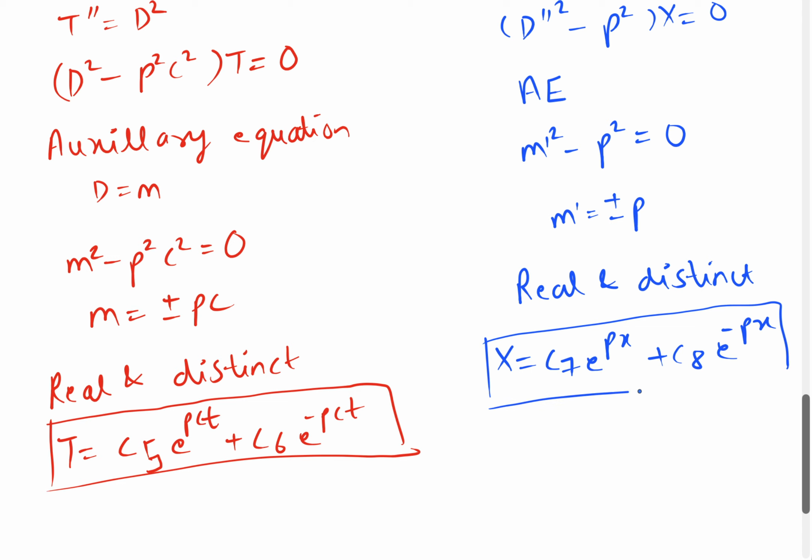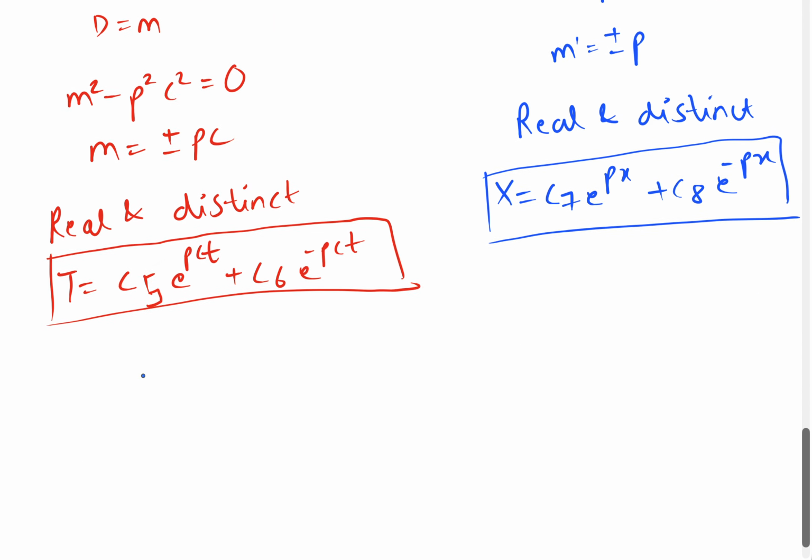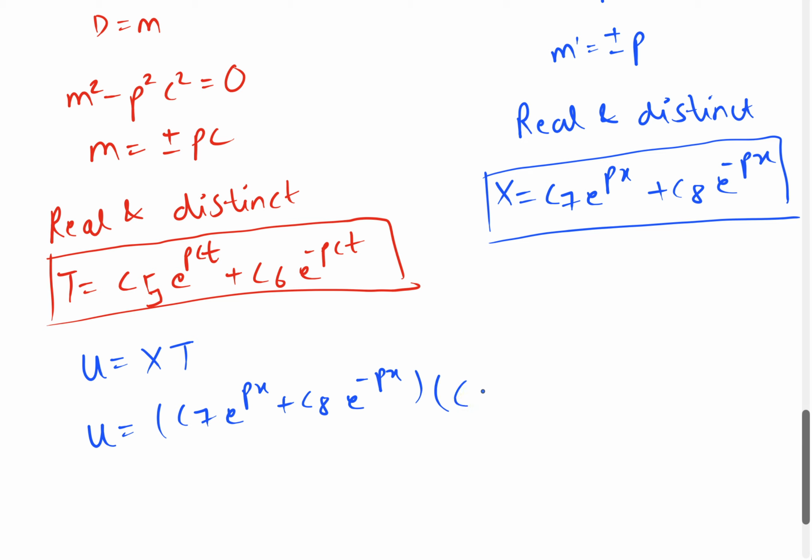Like these are the values of x and t. So to find the value of u, it was x times t. So u is equal to c7 e raised to the power px plus c8 e raised to the power negative px, multiplied with c5 e raised to the power pct plus c6 e raised to the power negative pct. This is our final solution for u.